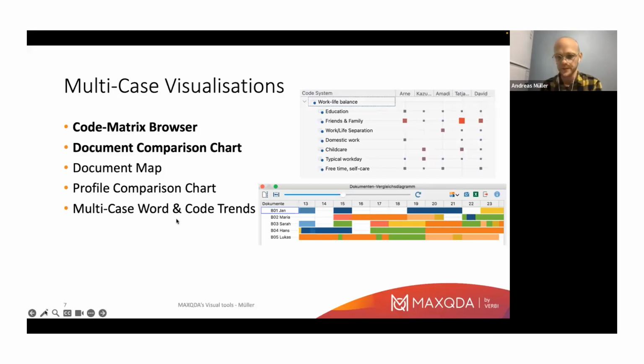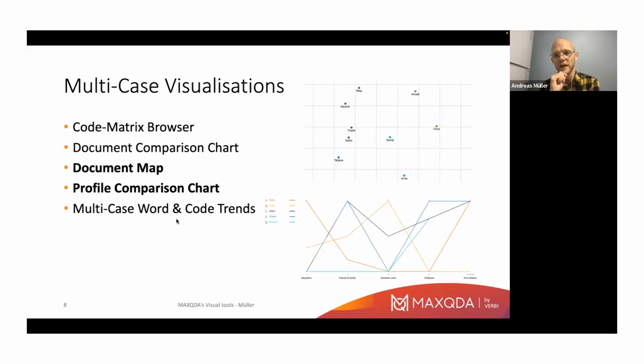Then we have more. Of course, we always have more. The document map and the profile comparison chart. The document map is a very interesting visual multi-case visualization tool, but again, it's not so easy to use. It's basically a cluster analysis that clusters your documents based on similarities. And the question is, what factors do you add into your cluster analysis? So you could say, I have here 10 codes.